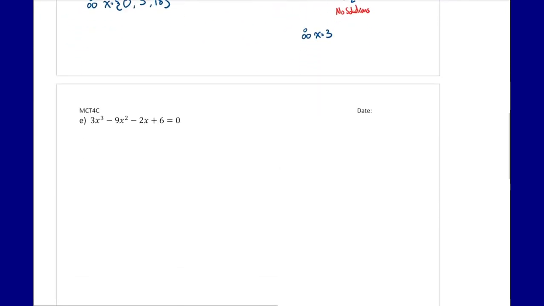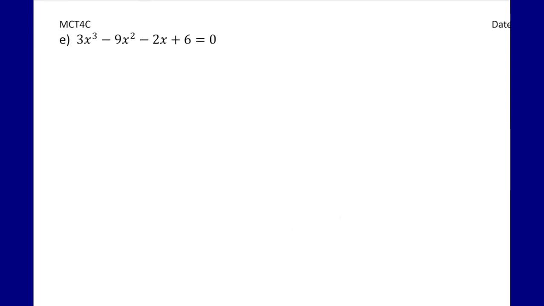One last example, 3x cubed minus 9x squared minus 2x plus 6. Again, we're going to do the same thing. We see 4 terms here, so we are going to factor by grouping. We're going to factor the first 2 terms, factor the second 2 terms, and it's just common factoring.